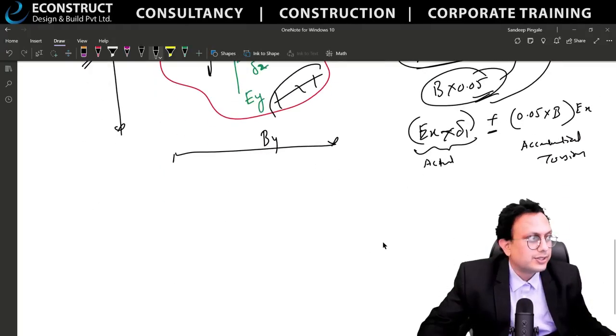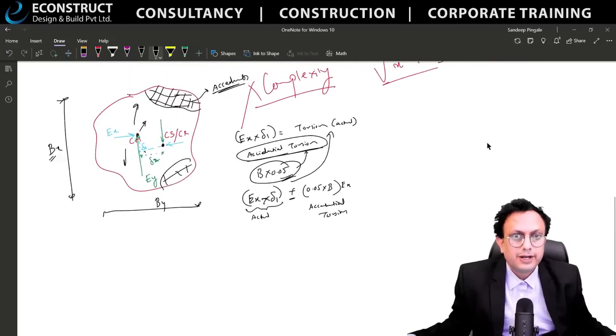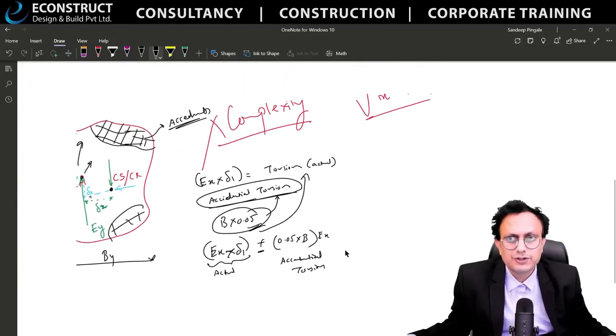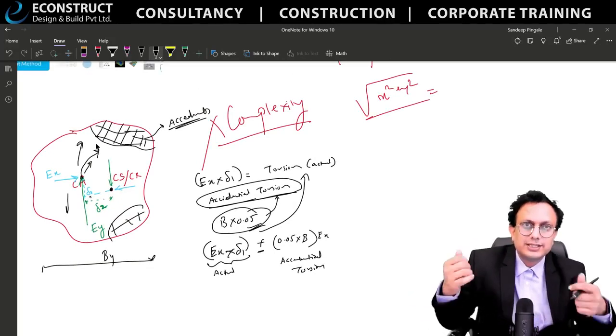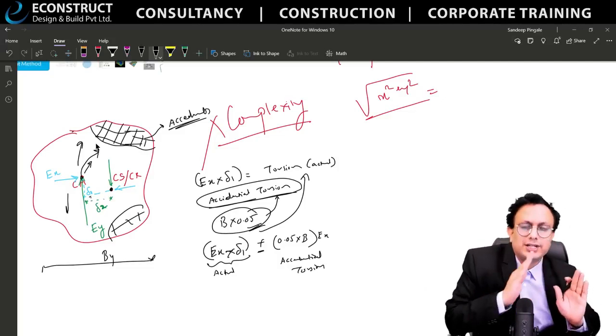Right, so I'll just take it this side so that you can see this. Alright, so you can see the delta x multiplied by Ex multiplied by delta 1, which is the torsion, and you will get the accidental torsion. Because of that, this building will tend to move to that side. So let's say, for example, I'm having a laptop bag. I'll just try to strain myself to that side.